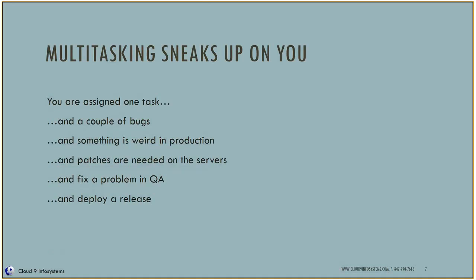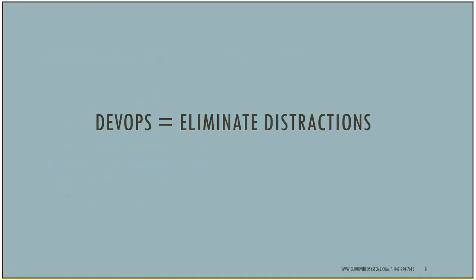Say you have to apply some patches on the server. Say the production environment. Say the QA environment. Say there's a problem in QA and they can't deploy it. Say there's a new version of the software and then you have to go look at it. Say you have to deploy a release. So you started off with just one task that you were supposed to do. And now there's a lot on your plate, a lot of other stuff that just kind of leaked in.